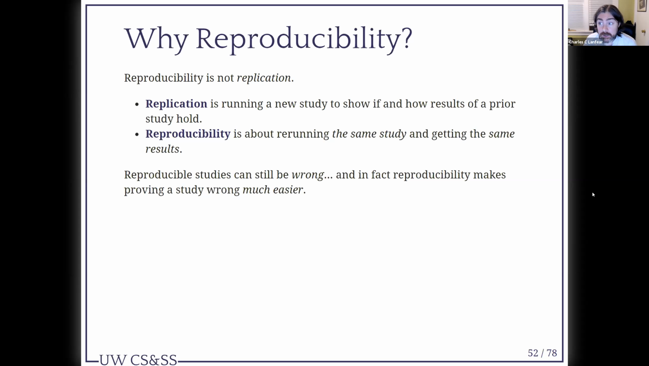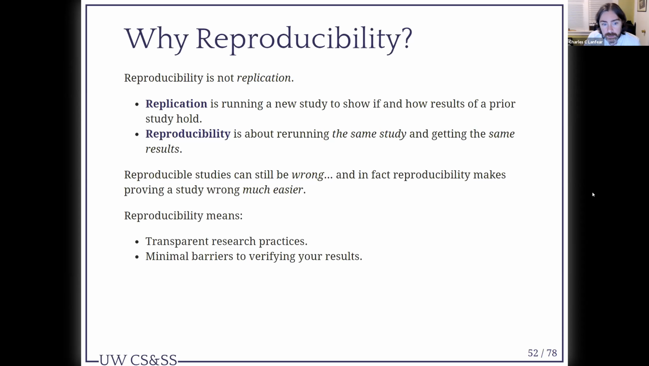Reproducible studies can still be wrong. That doesn't mean that they will replicate or anything. It just means that if you do the exact same thing the authors did, you get the same result, okay? Good reproducibility actually makes proving your studies wrong way easier. If other people can rerun your study and check your results, it's easier to show when you did things wrong, you made mistakes and things like that, which is important to science.